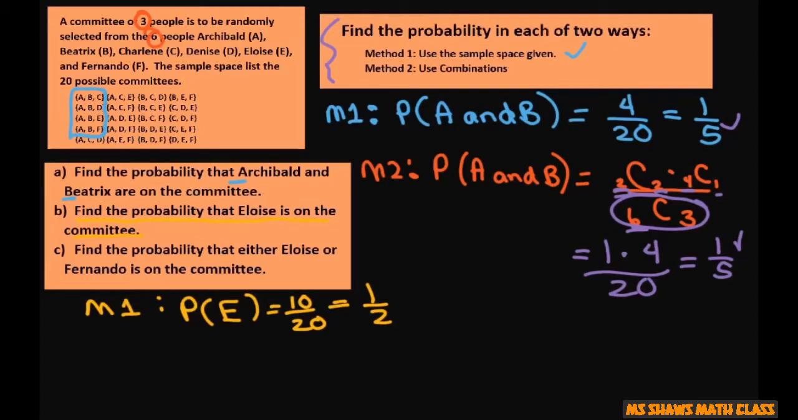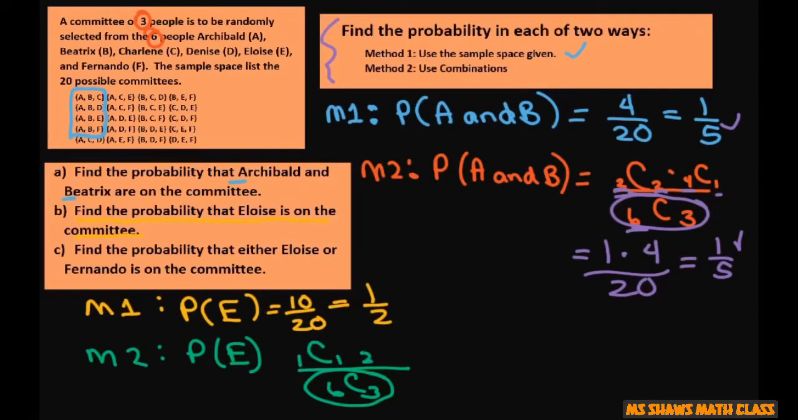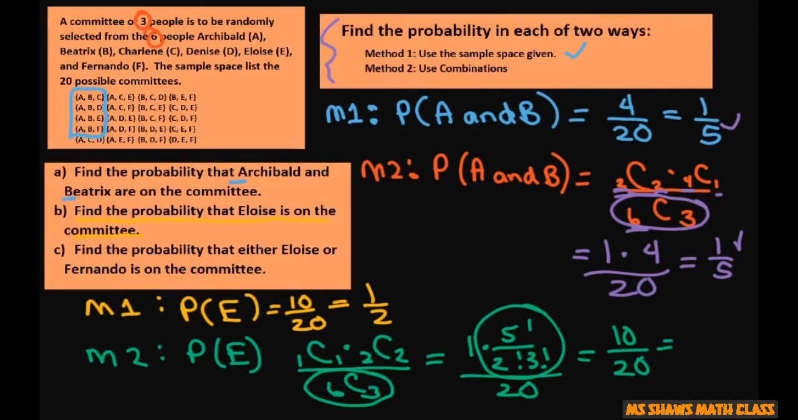Now, if we didn't have the table, for method 2, the probability of E, and remember we're choosing 3 from 6, that's going to equal 20. Just know that equals 20 because we're going to keep doing that. And we're choosing 1 from the 3. You have 1 slot for Eloise, and then 2 are left, and we can choose 2 from that. So we get 1 times 5 factorial divided by 2 factorial times 3 factorial. The denominator here again is 20. This equals 10. So 10 divided by 20 equals 1/2.